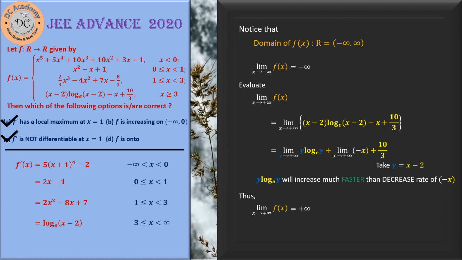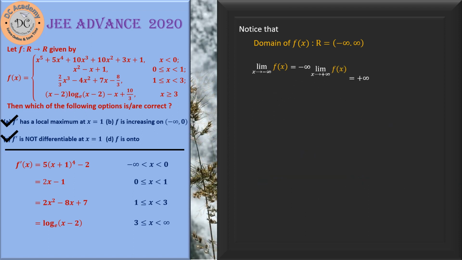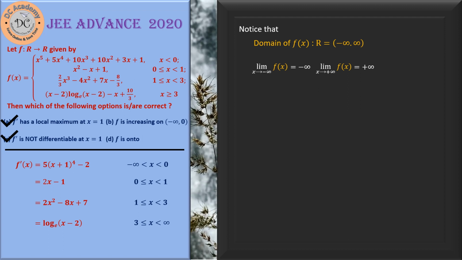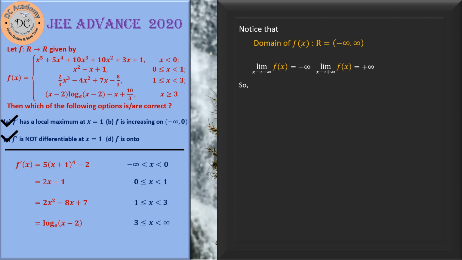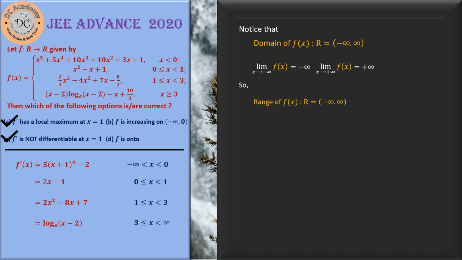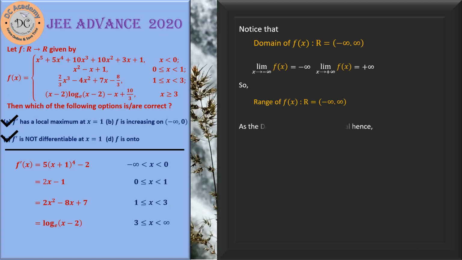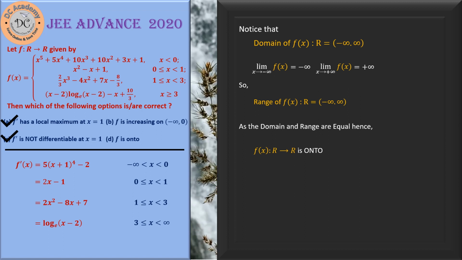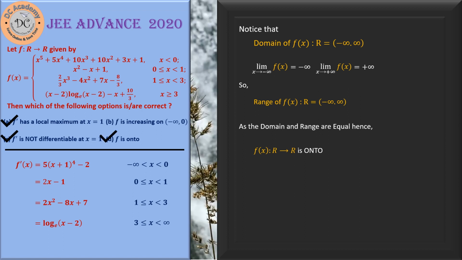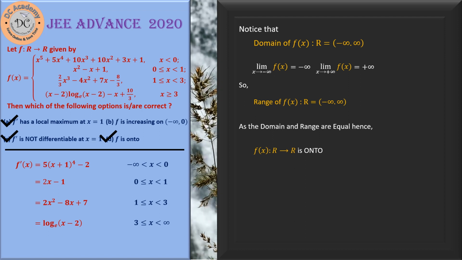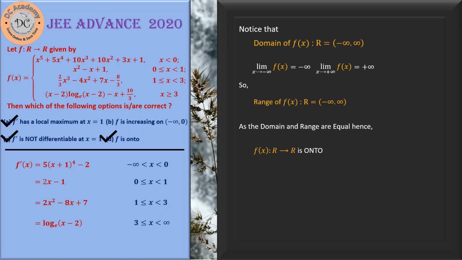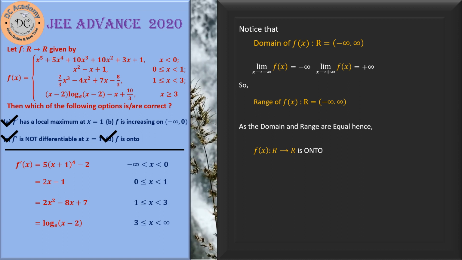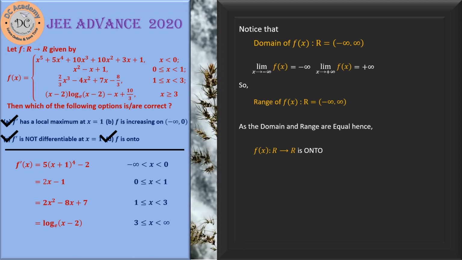So the function takes values from minus infinity to plus infinity. That's why the range of the function is also minus infinity to plus infinity. And hence, the function's domain and range are the same, and hence it's an onto function. So therefore, option D is correct. And that's it. So for this particular problem, we have three correct options, A, C, and D. B is the only wrong option. And that's it. Hope you understood the problem.